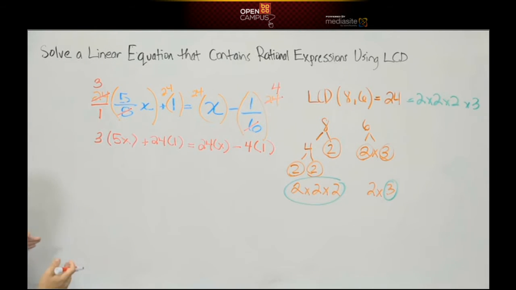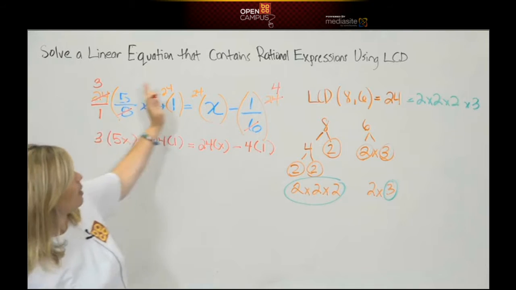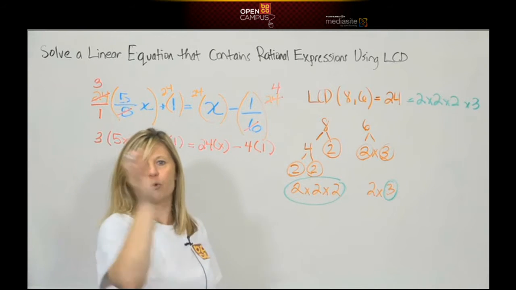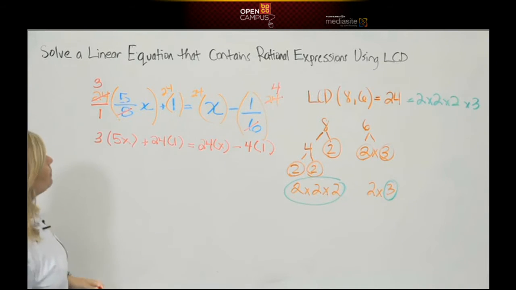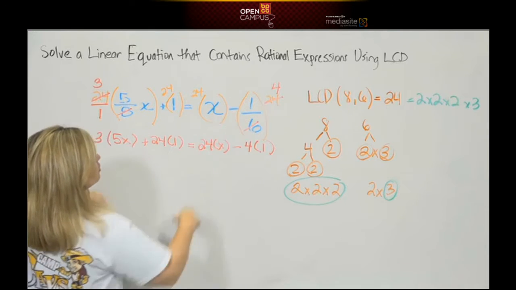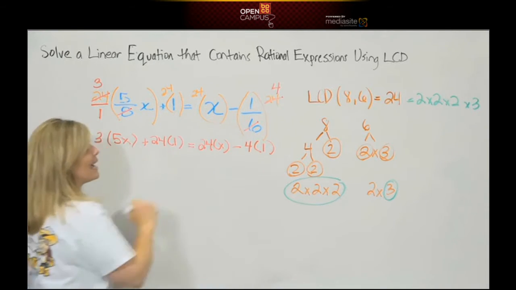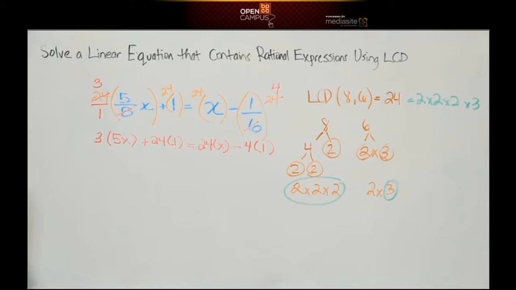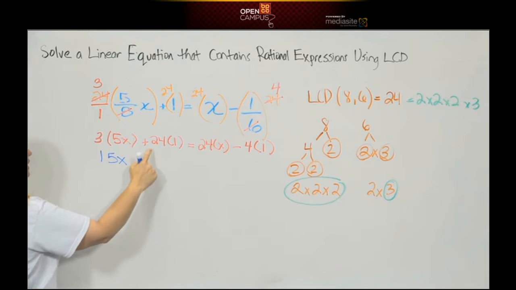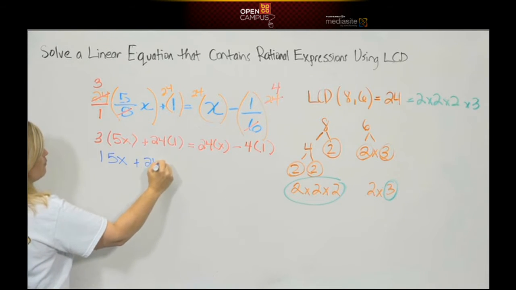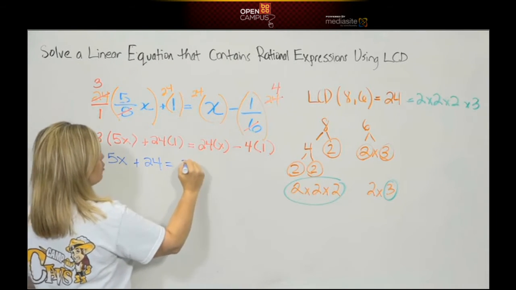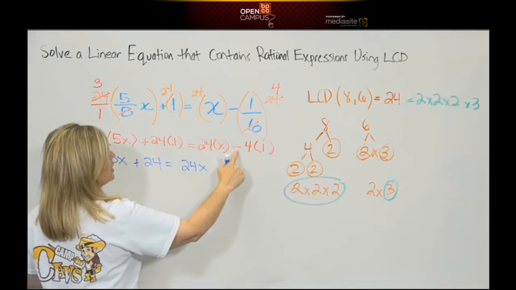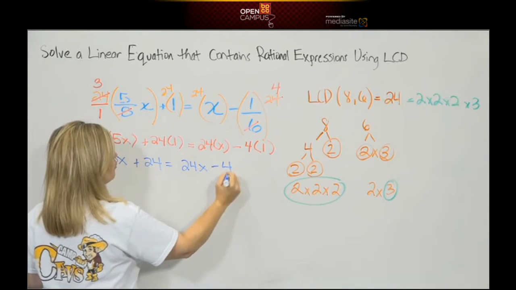So what I'm showing you is by using the least common denominator and multiplying it through to every term, you're wiping out the fractions because you're able to do division, and now you have a nice linear equation with all whole numbers. Well, now we're back to Algebra 1. So we're going to multiply. 3 times 5x is 15x. 24 times 1 is 24. 24 times x is 24x. Negative 4 times 1 is negative 4.